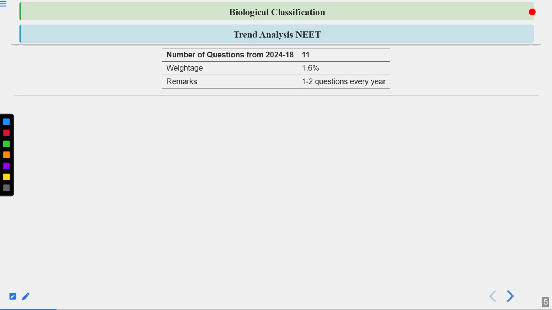So this is very important here. You can see the weightage of this chapter. This is 1.6%. And you get 1 to 2 questions every year from this chapter. So you can see this chapter is very important. Even if you are getting 1 or 2 questions, still you should study all the topics from this chapter. Number of questions from 2018 to 2024: if we select this time frame, 11 questions have come from this chapter.